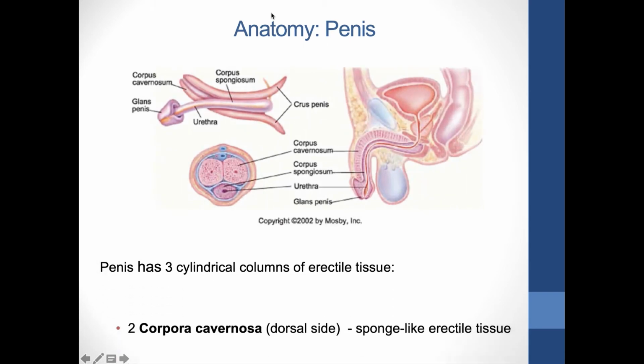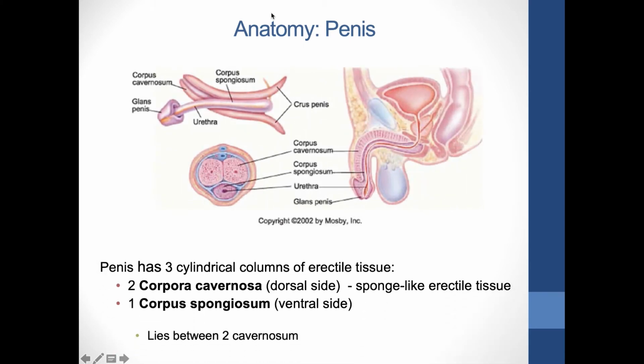When we look specifically at the penis, the specific anatomy we have here is three cylindrical columns of erectile tissue. You can see in the picture two corpora cavernosa on the dorsal side, which is a sponge-like erectile tissue, and one corpus spongiosum on the ventral side. This lies between the two cavernosa.